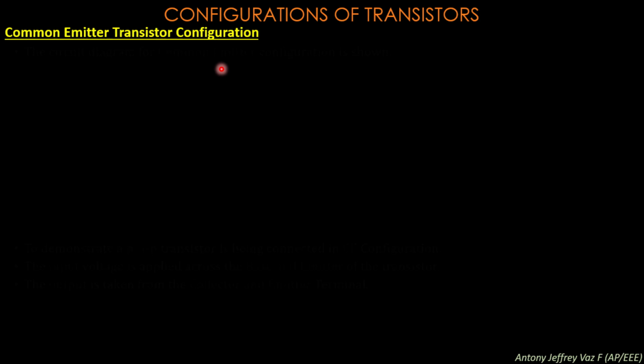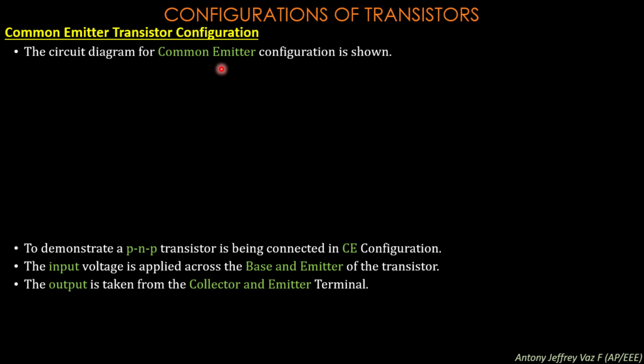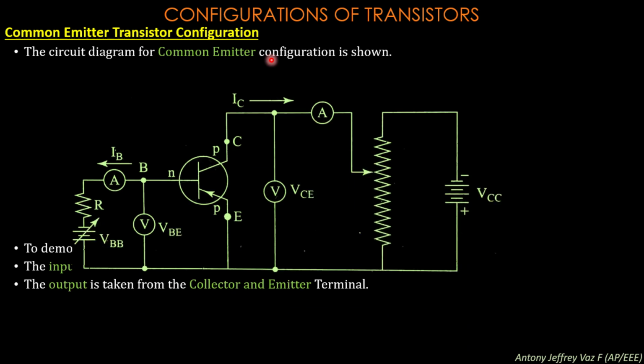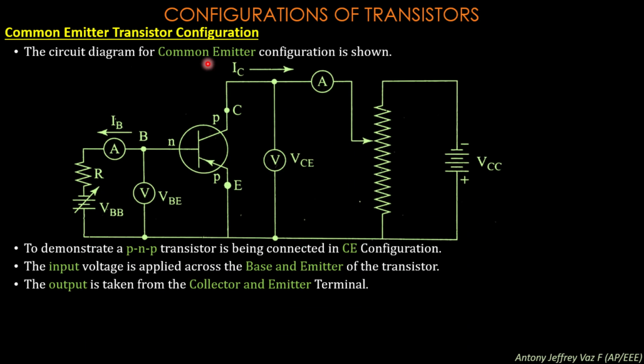Common emitter transistor configurations. Regarding this, you can see the circuit diagram for the common emitter configuration is shown. So here you can see this is the PNP transistor. You know this is the emitter, common emitter. What you are going to do here is the emitter terminal of the transistor is going to be connected to the two ends of the battery.